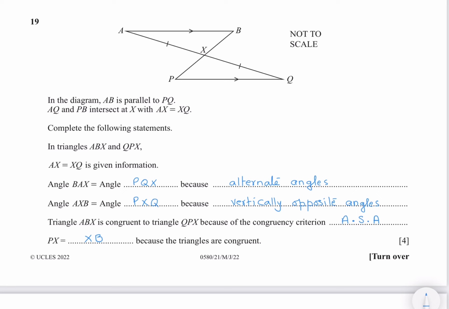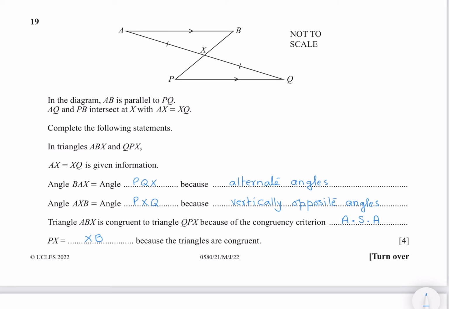AX is equal to XQ is given information. Angle BAX is equal to angle PQX because they are alternate angles. Angle AXB equals angle PXQ because vertically opposite angles.